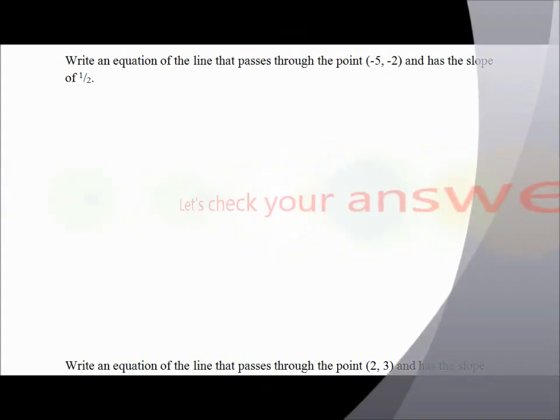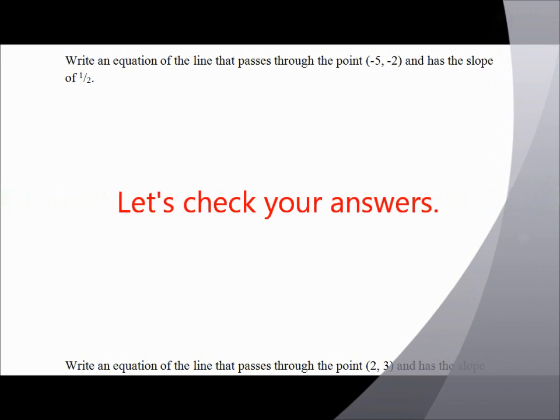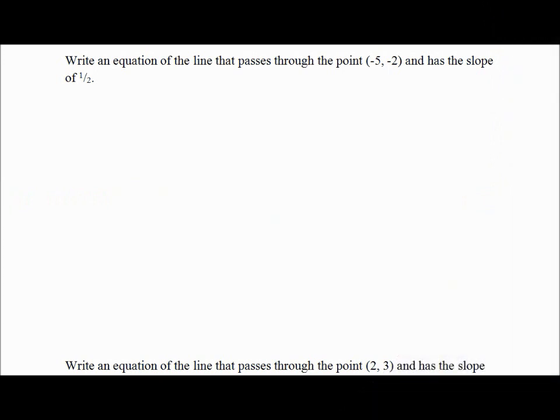Okay, if you've restarted your video, let's check your answers. The next one we have a line that passes through the point -5, -2, and has a slope of 1/2, and we need to write an equation of it. For it, we're going to use the slope-intercept form once again.